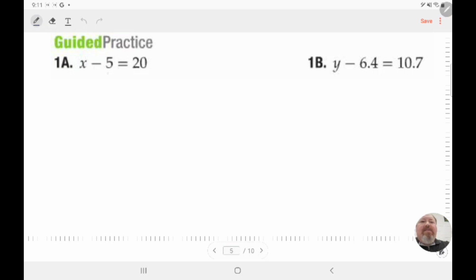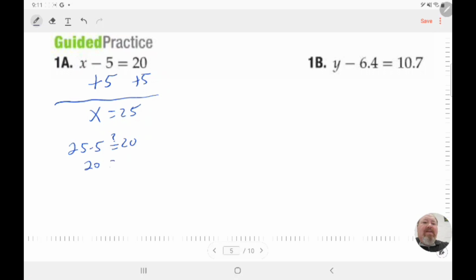All right. So in the first one, I would add 5 to both sides. I get x equals 25. Then to check it would be 25 minus 5 should equal 20. And 20 does equal 20, so it checks. And I could go 0, 5, 10, 15, 20, 25, 30, and it goes right here. So there's my three parts.